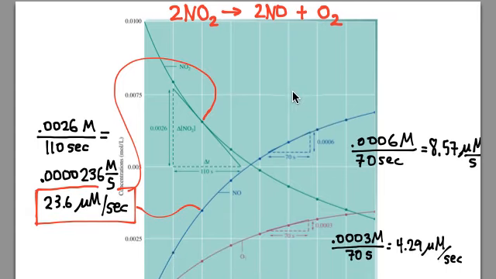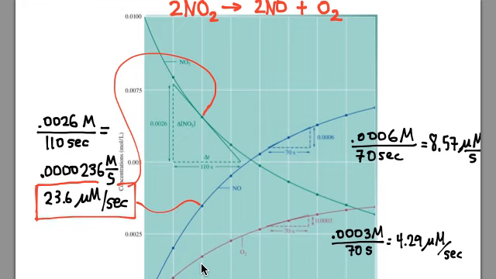Interesting. In other words, if the steepness of the tangent line right here is 23.6 micromolar per second, I based my calculation on this right here, rise over run, that the steepness of this line is exactly the same. It's the same time, and the same two of these give two of these. So this is decreasing at that rate. This is increasing at that same rate. We didn't do this one. I didn't get the data for that, but I could.